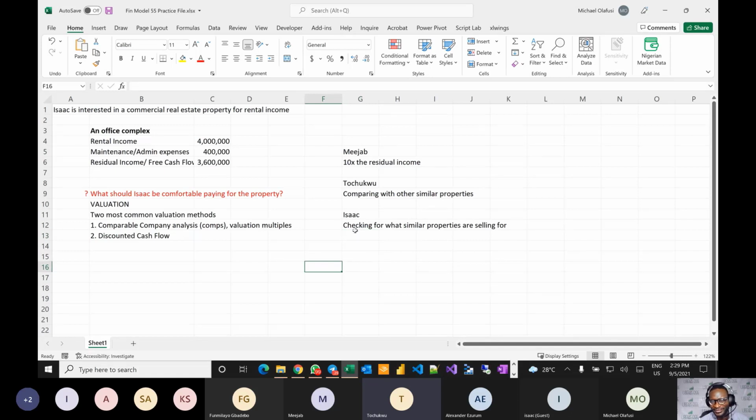Yeah, so you can see I've even written exactly what you said. This is number 1. So that's the same thing, and that's what most of us do, because that's easiest to do. That does not involve doing too many mathematics. Simple. What are the other buildings similar to mine in the same location with the same kind of features, servicing the same kind of tenants I'm going to also be servicing? What are they selling for?